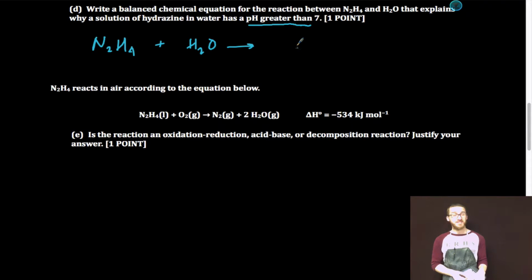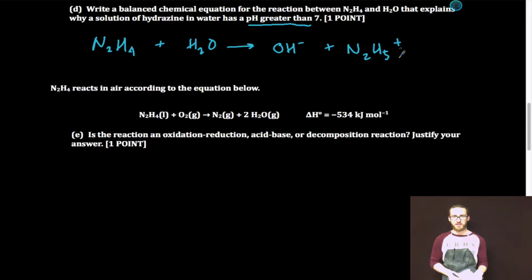What thing in solution is going to cause a pH to be greater than 7? Oh, the hydroxide ion. So what must have happened here between my N2H4 and H2O to form some hydroxide? You guessed it, N2H4 accepted a proton from water, leaving the OH minus ion. So what's left after N2H4 accepts a hydrogen?